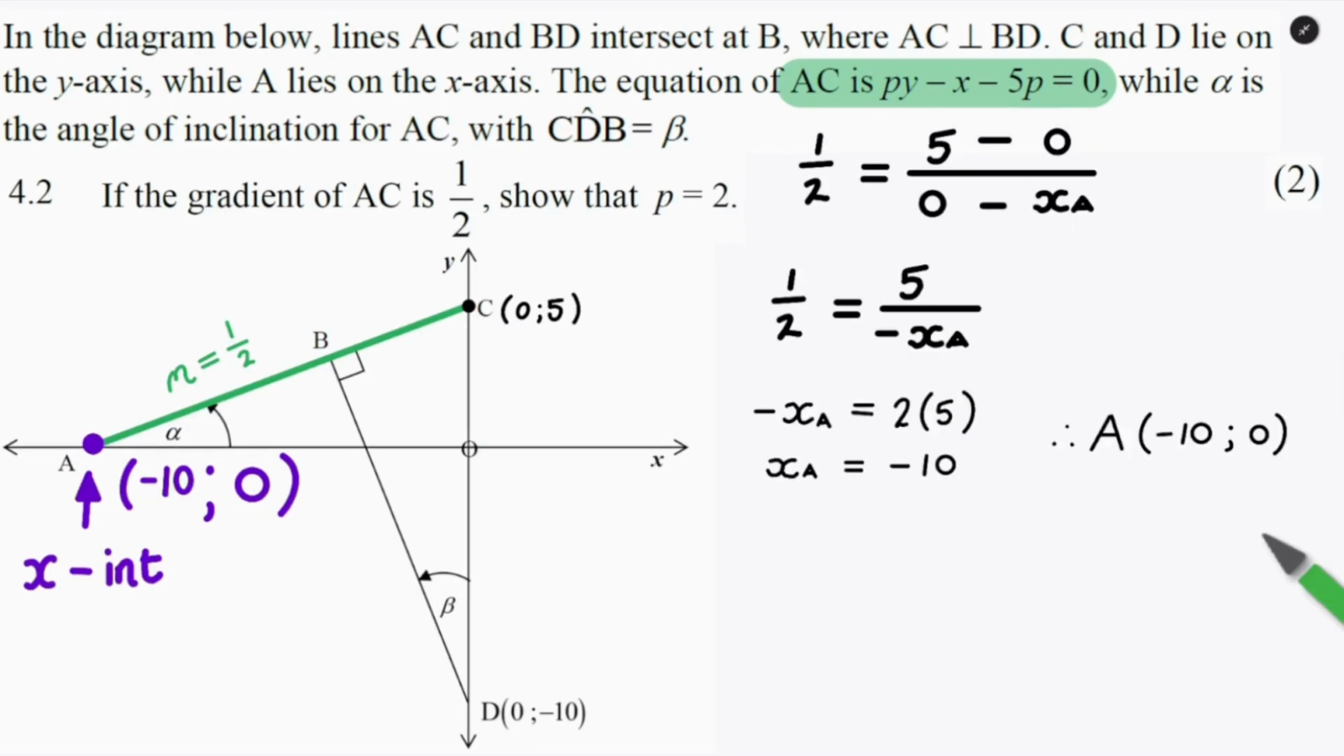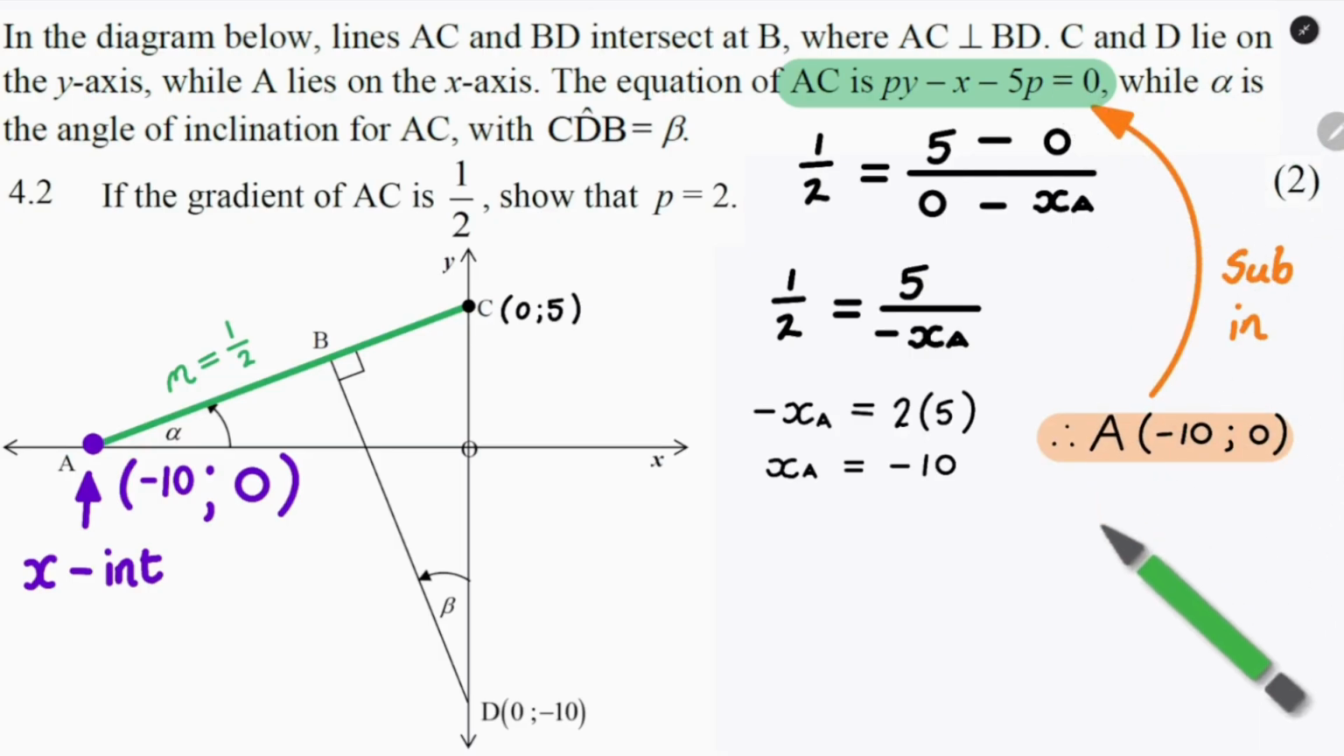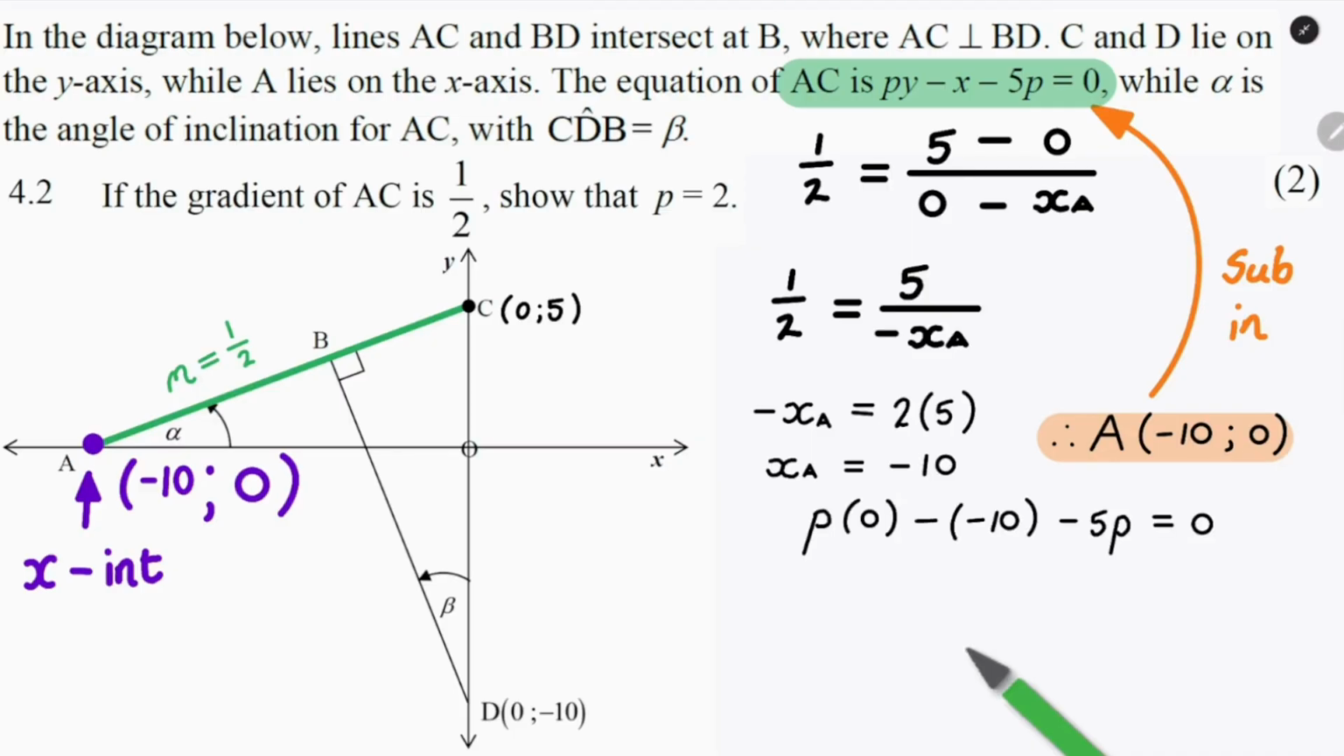Now we can return to our original mission and take this point and sub it into that equation and solve for P. So we're going to grab that equation and change x to minus 10, wrapped in a bracket because there's a minus in front. And we're going to change this y to a 0. P times 0 is just 0. Minus 10 is positive 10. And the minus 5p can stay where it is. Then I'm going to move that over to the other side, and it becomes positive 5p. Divide both sides by 2. And we have p equals 2.